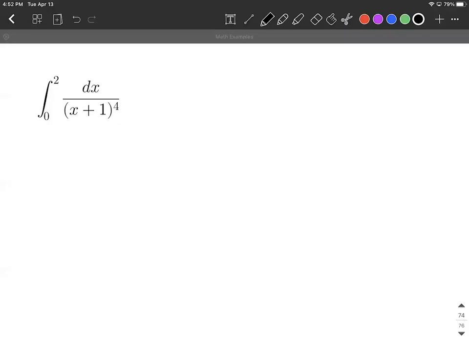All right, let's give this one a shot. We're going to be integrating a definite integral between 0 and 2 for 1 over (x plus 1) quantity raised to the fourth power. So some things to note on this. This really is the same thing as 0 to 2. That dx could be moved over to the side if we wanted to.